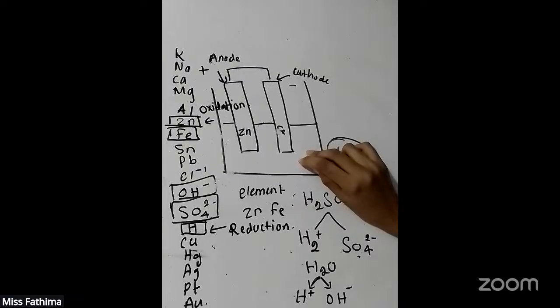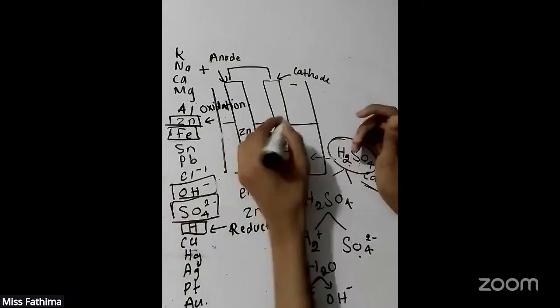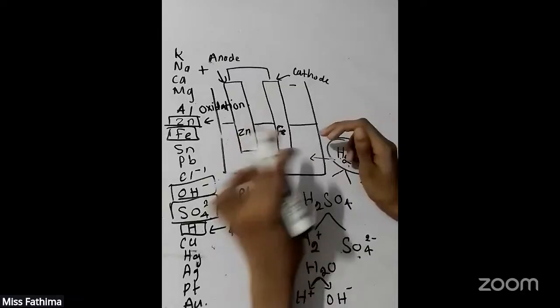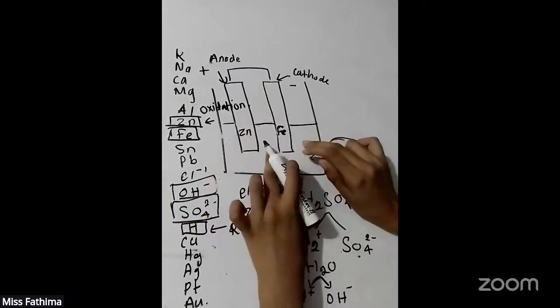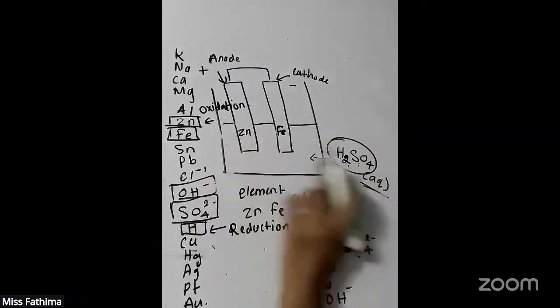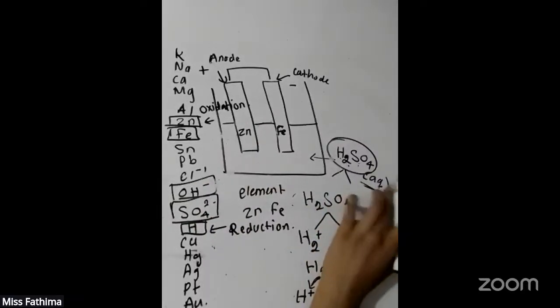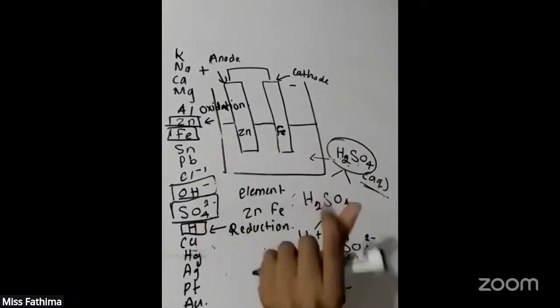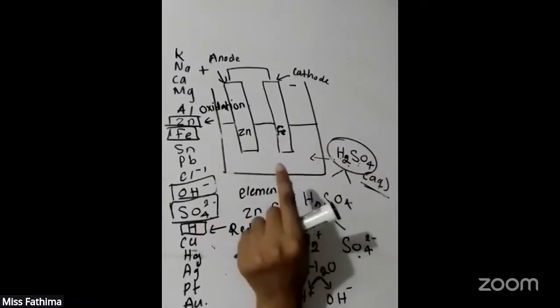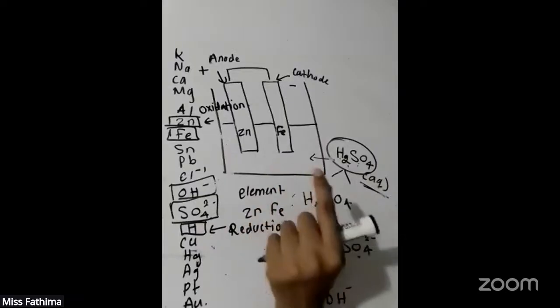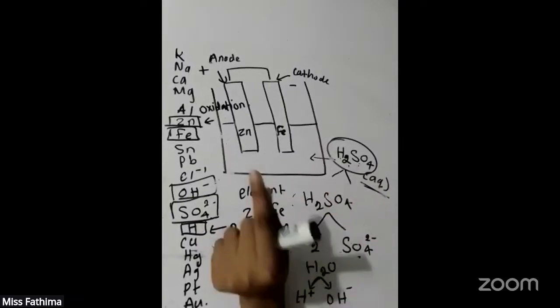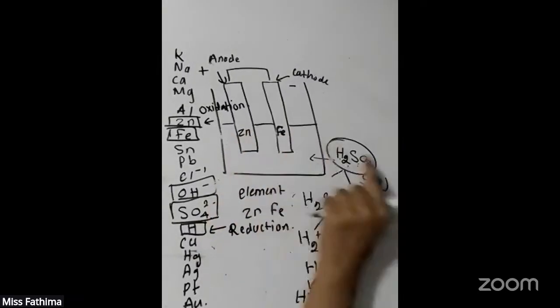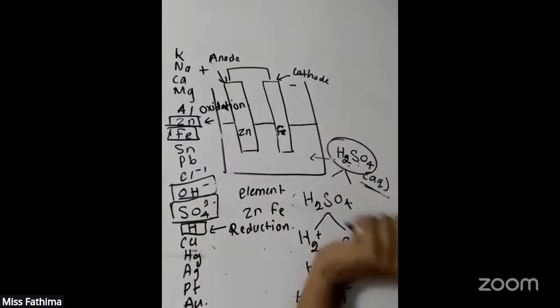Okay, now let me explain it once again. Listen carefully, children. You have a setup. In that setup, you have iron and zinc as the electrodes. Then the electrolyte is sulfuric acid in the aqueous medium. The first step is to analyze what elements and ions you have in the setup. You have zinc, iron and sulfuric acid in the aqueous medium.